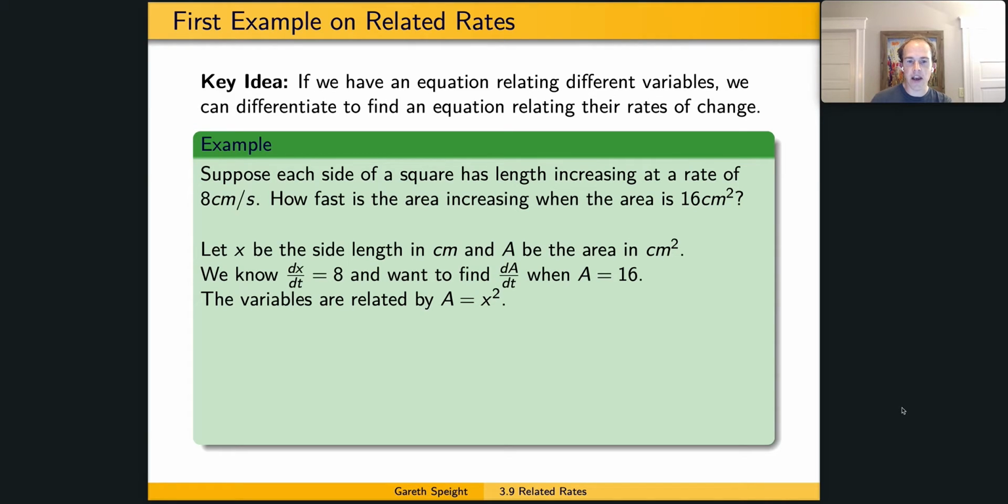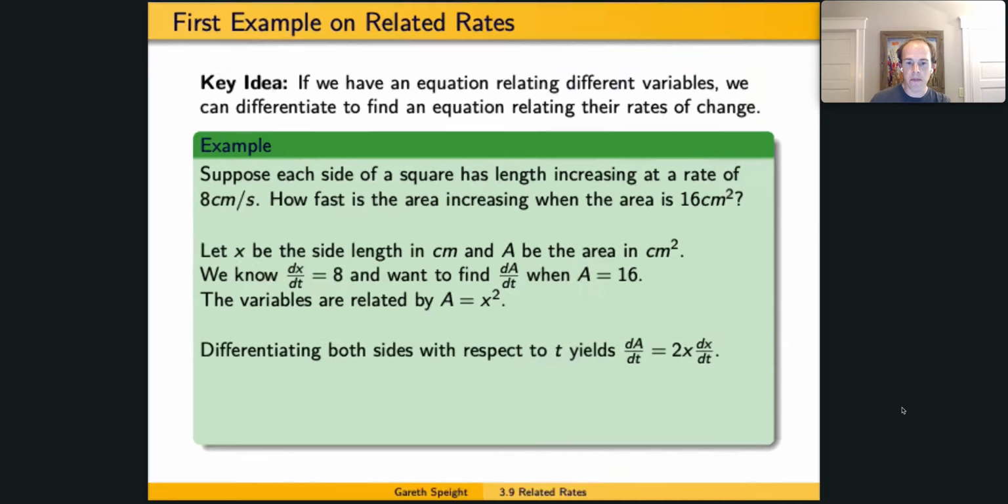So we differentiate A equals x squared, and since we're interested in rates of change with respect to time, we're going to differentiate both sides with respect to time. On the left, the derivative of A is just dA over dt, by definition. On the right, remember we're doing implicit differentiation. If we differentiate a function of x with respect to time, it's going to be the usual derivative, which is 2x, but multiplied by dx over dt.